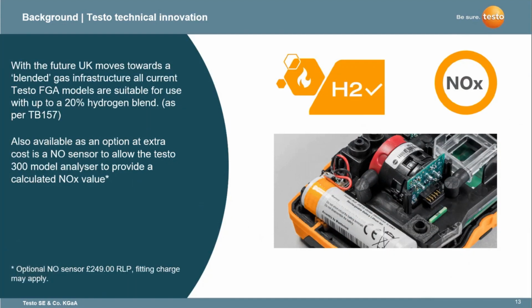Something we're seeing a lot here in the UK is people asking, is my instrument going to be future proof? We know a thing about hydrogen and blended gas. All the Testo flue gas models currently are suitable for use with up to a 20% hydrogen blend. They were all tested as part of the TB157 testing. Also, there's the option of having the NO sensor, which can be fitted to the domestic model. We don't see that much, but certainly on the commercial side a lot of people are looking at NOx. If you put the NO sensor in, we can make sure the instrument gives you a calculated NOx value.